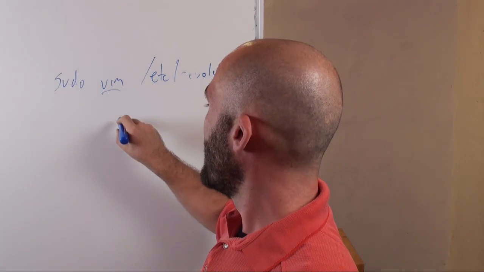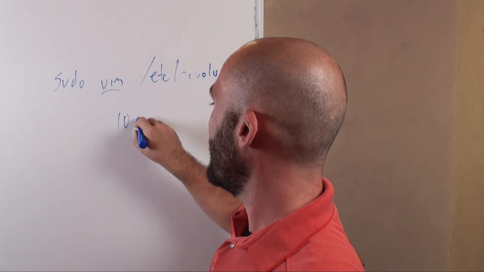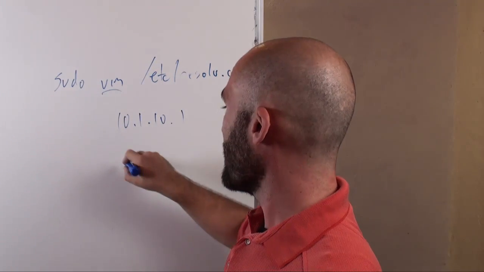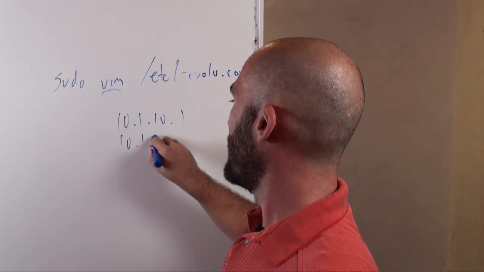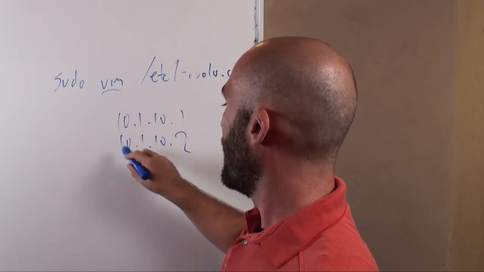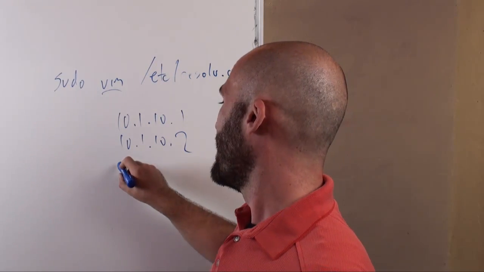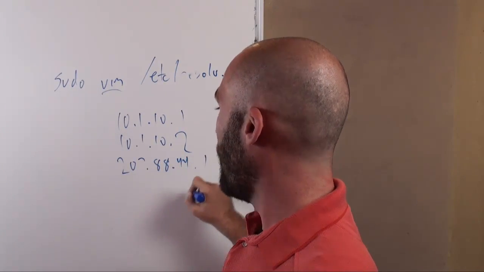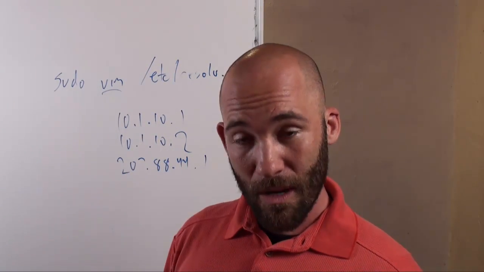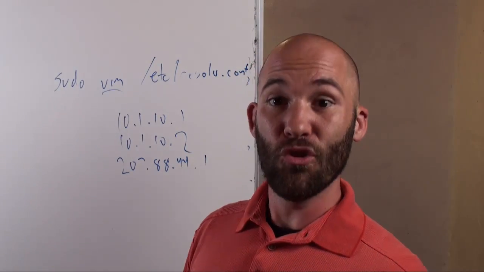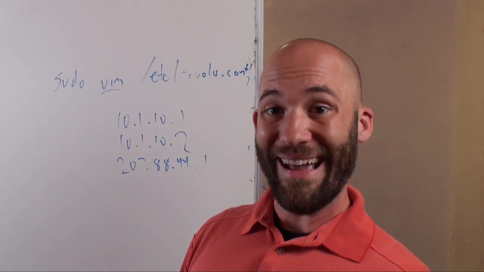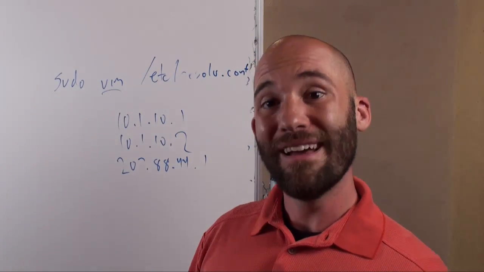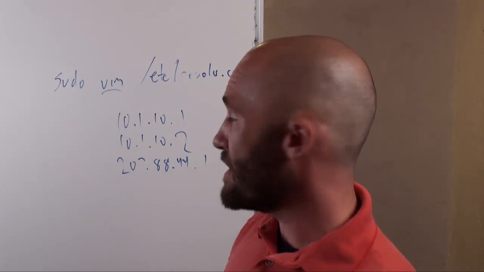So it'll open up and then you can plug in, I want my first DNS address to be 10.1.10.1, and then you go enter, and I want my second DNS to be 10.1.10.2, then I want my third to be 207.88.44.1. So basically, unlike in Windows where you can only put 2 DNS addresses, in Linux you could put 500 if you wanted to. Just remember that Linux will process these in order.